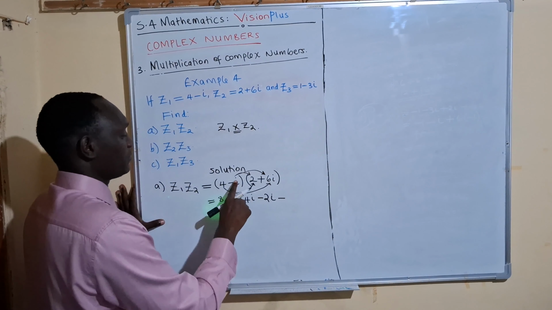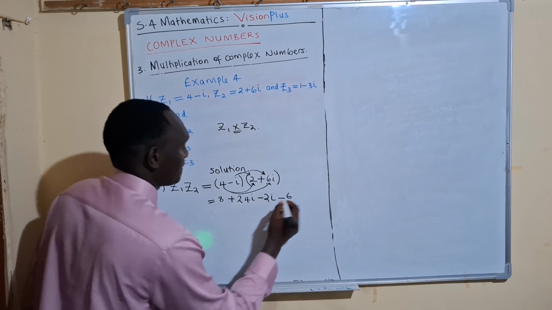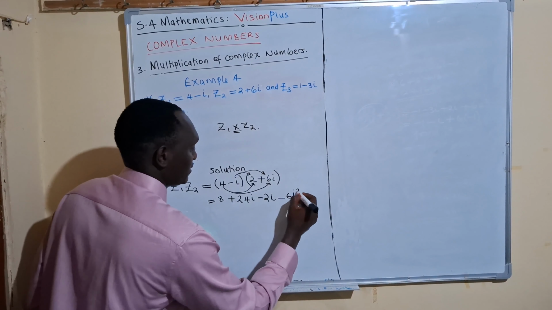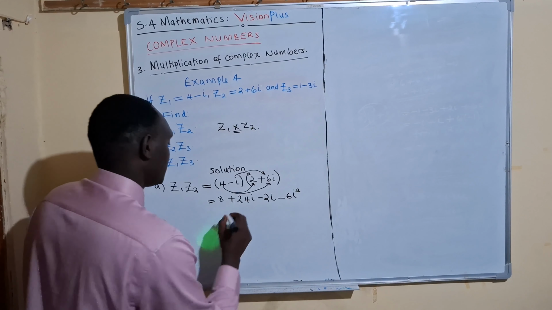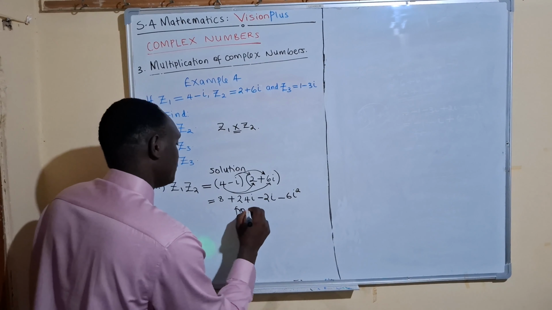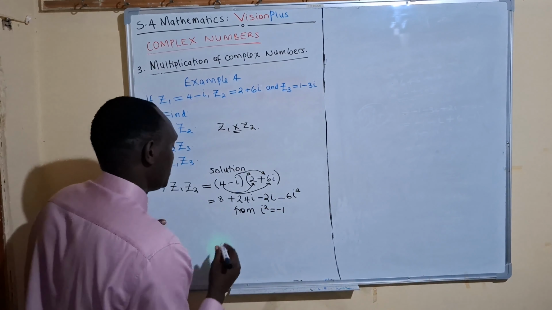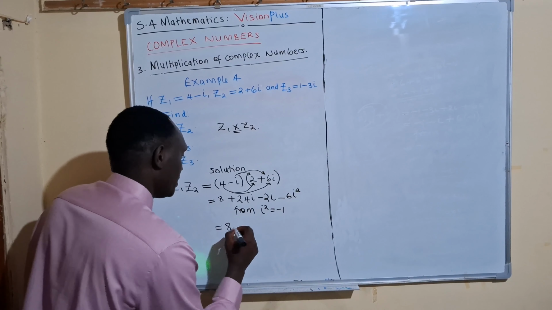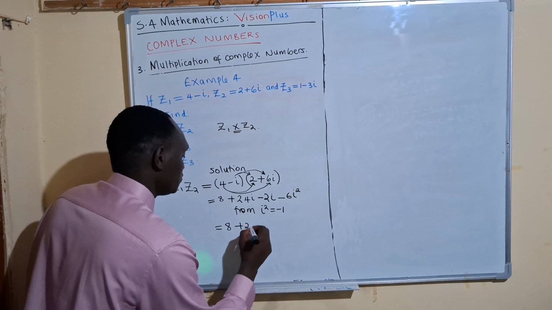This i here has a coefficient of 1. 1 times 6 is 6. What is i times i? That is i squared. But we know that from Euler's property, i squared equals negative 1. So we shall substitute for that so that we have 8. What is 24i minus 2i? That is simply 22i.